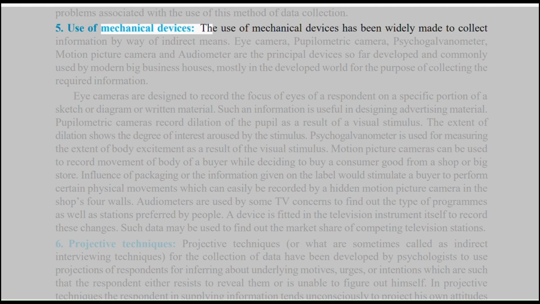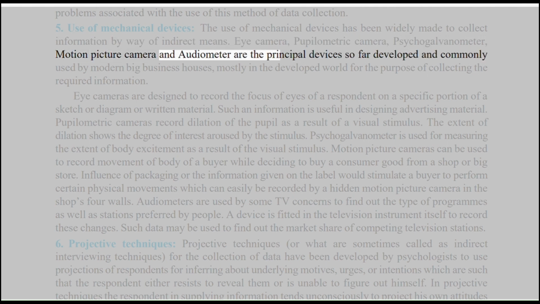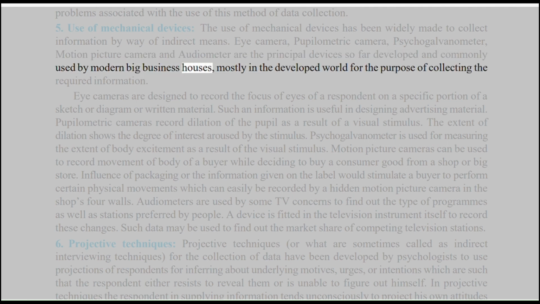5. Use of mechanical devices. The use of mechanical devices has been widely made to collect information by way of indirect means. Eye camera, pupillometric camera, psychogalvanometer, motion picture camera and audiometer are the principal devices so far developed and commonly used by modern big business houses, mostly in the developed world, for the purpose of collecting the required information.